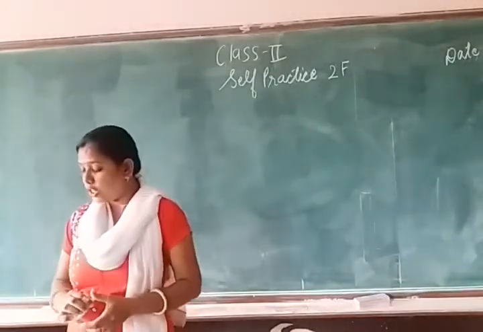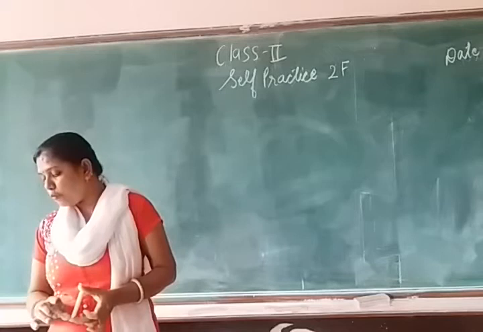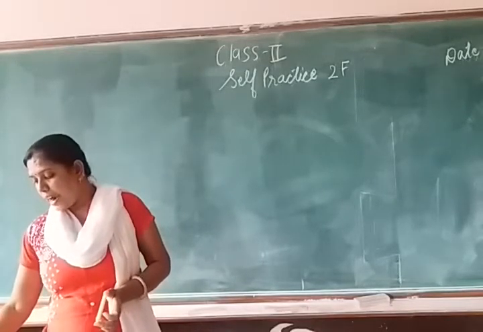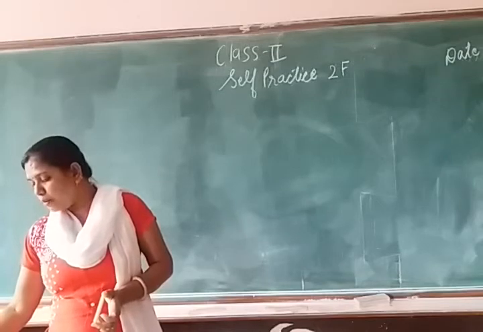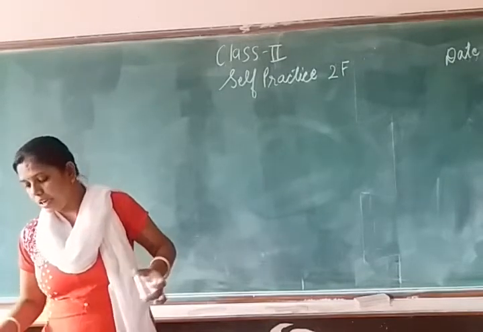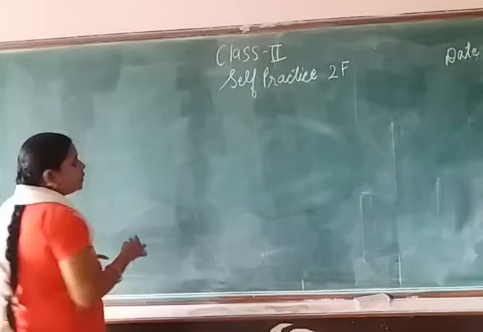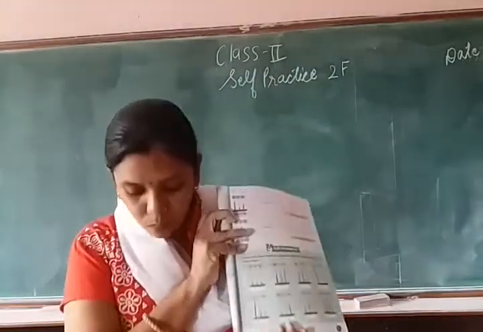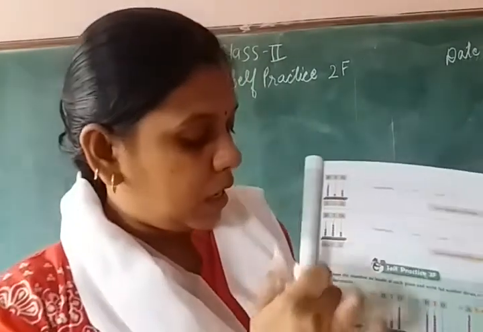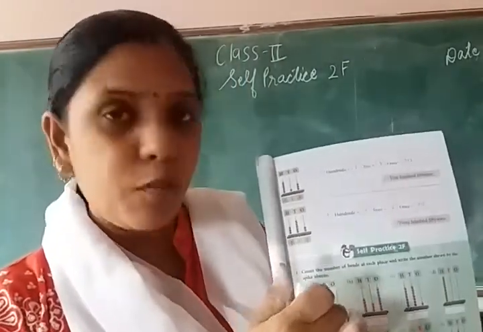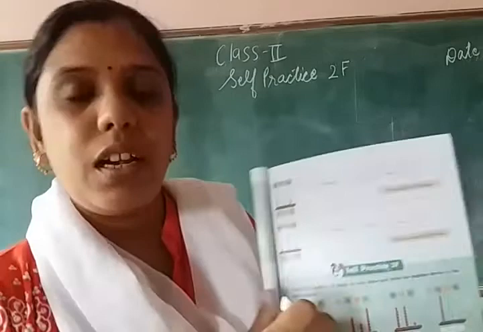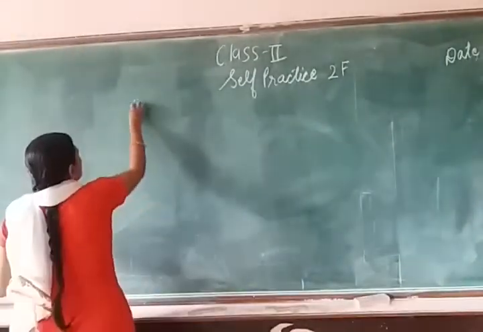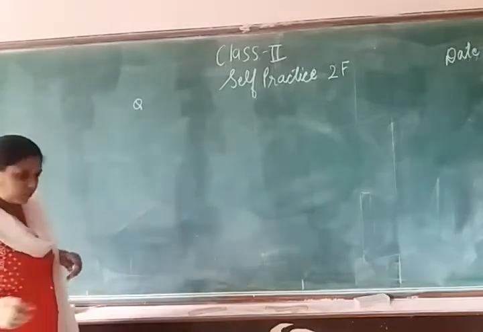And what is the question? Count the number of beads at each place and write the number shown by the abacus. Okay. So beads are given on the abacus. In the first question, beads are given on the abacus. So first we have to count the number of beads and we have to write the number. Very simple question. So write first. Question number 1.